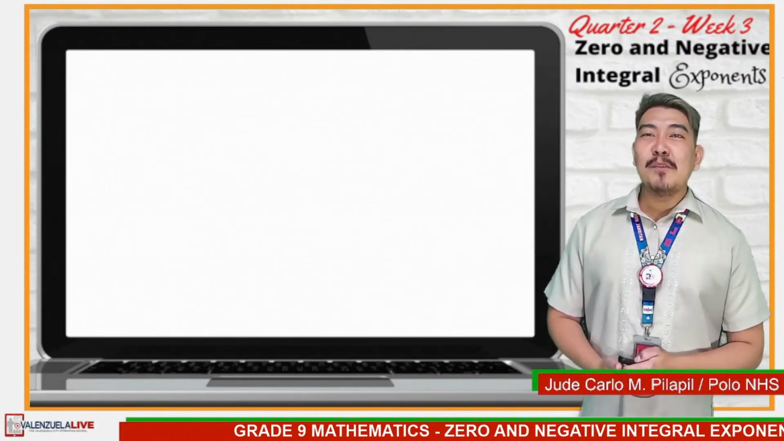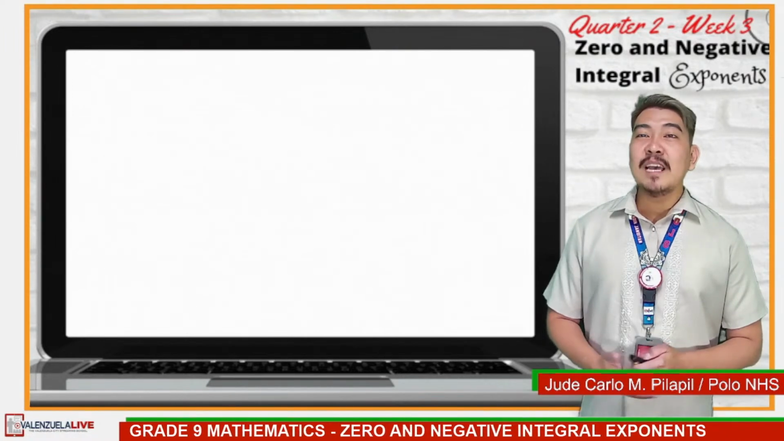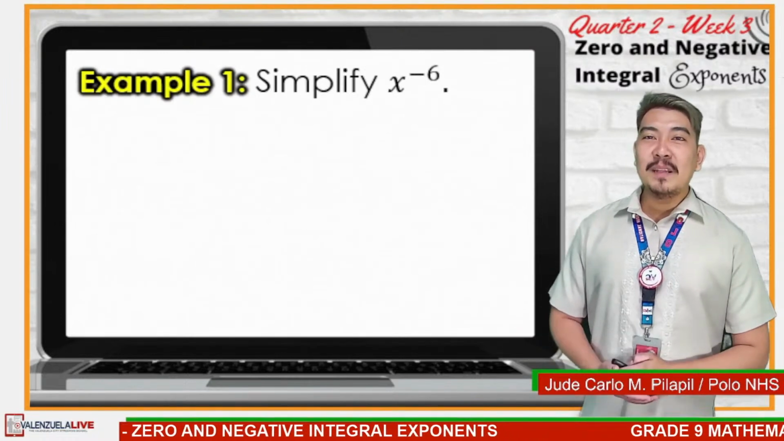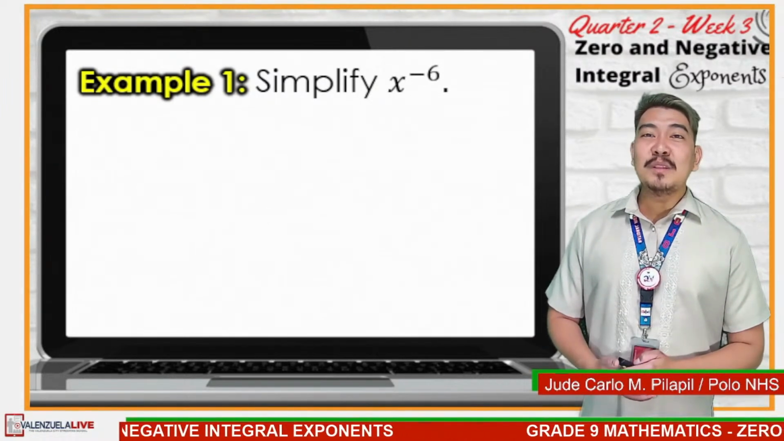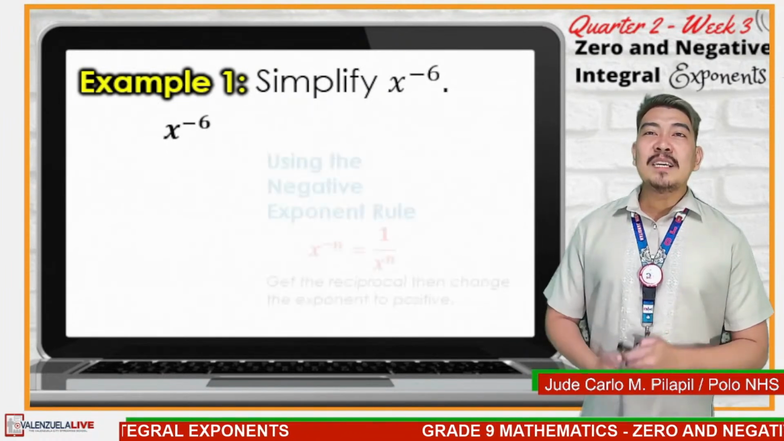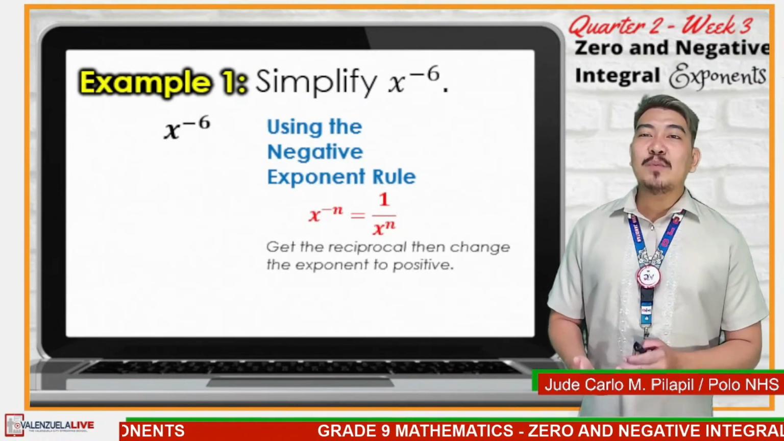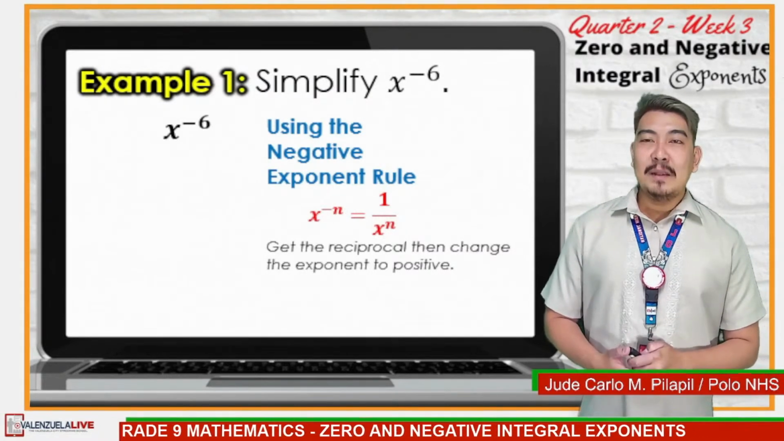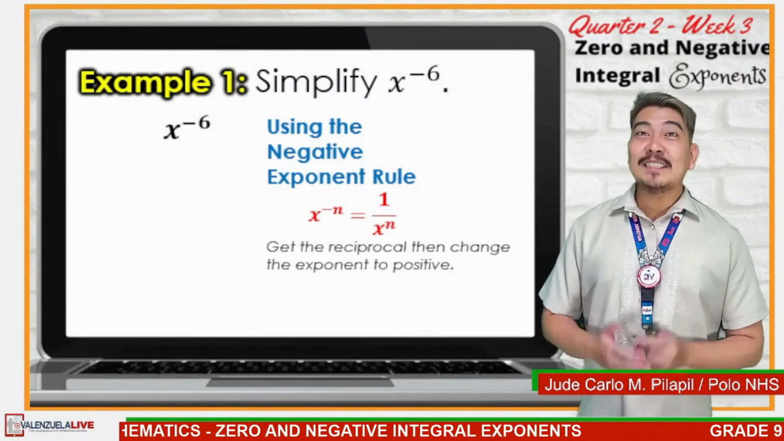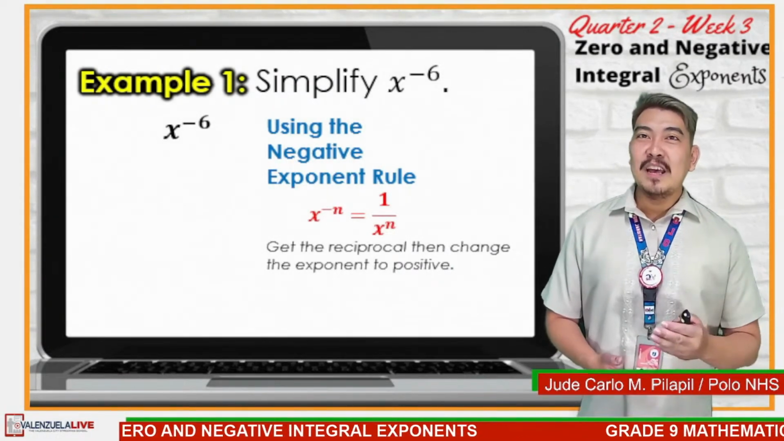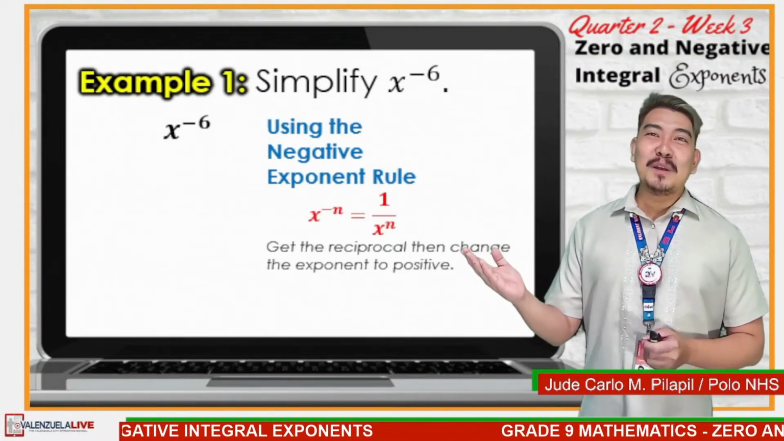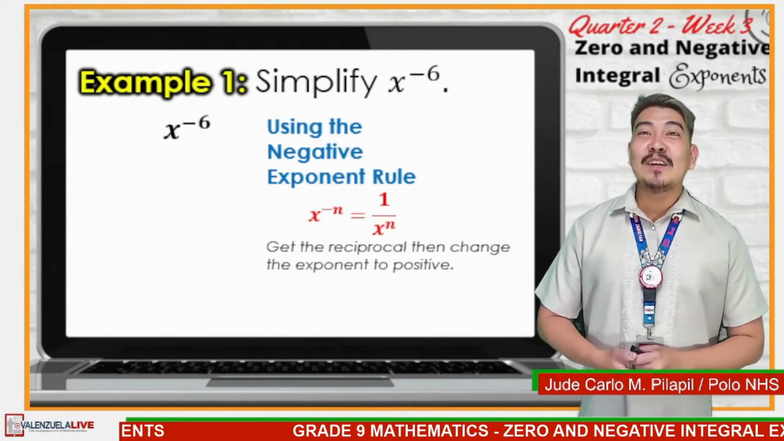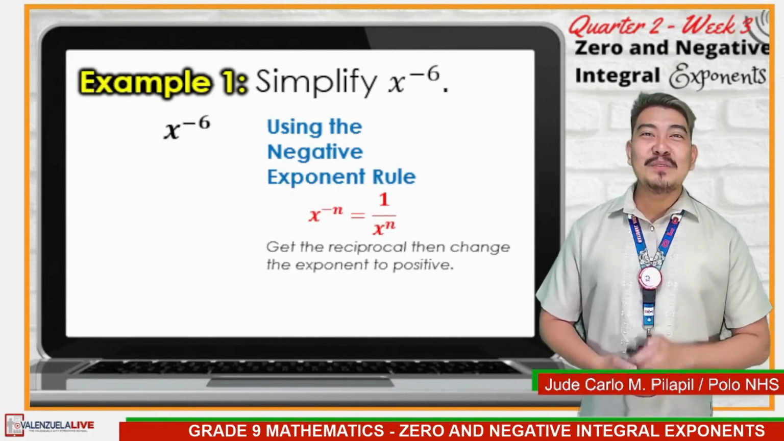Let us have some examples in simplifying exponential expressions using the concept of the negative exponent rule. Example number 1. Simplify x raised to negative 6. According to the negative exponent rule, if x raised to negative n, then it will just be 1 over x raised to n. x raised to negative 6 is in the form of x raised to negative n. So therefore, we can apply this rule.